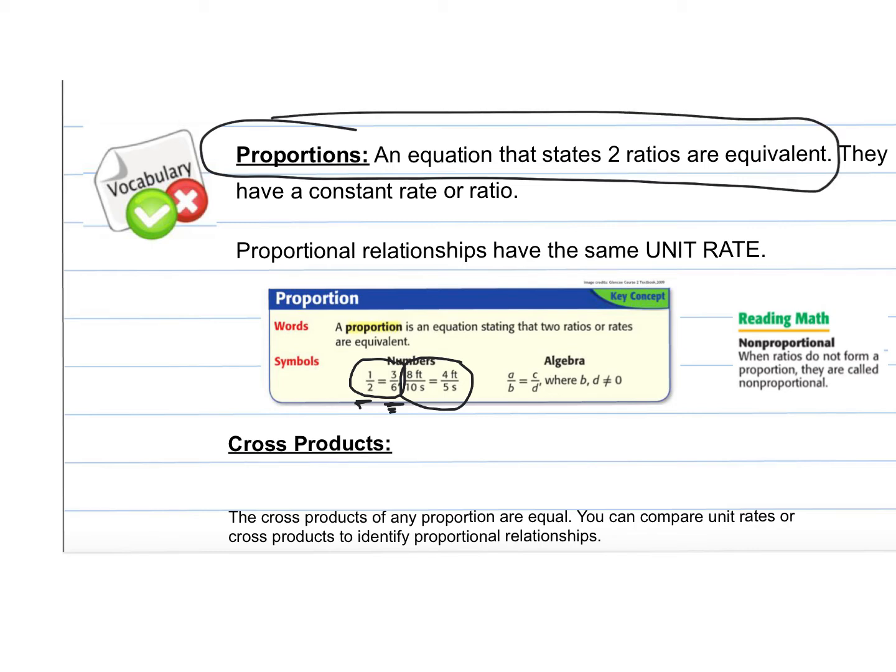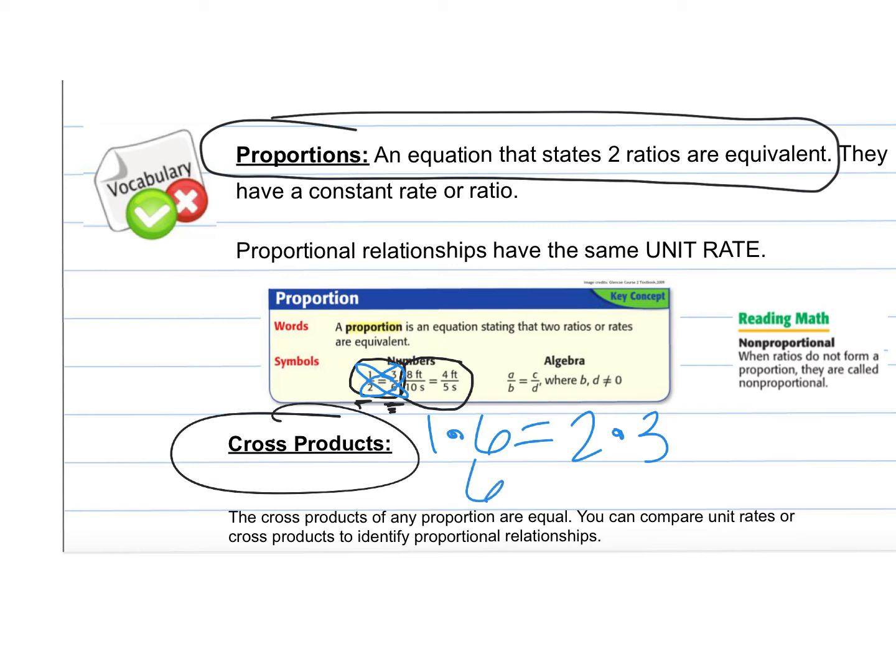One way that we can determine if two ratios make a proportion, meaning that they are equivalent, is that we can use cross products. What we can do is multiply the diagonals by each other. So we would have 1 times 6 and then 2 times 3, and we check to make sure that they are the same, which they are. 6 equals 6, so therefore this is a proportion because the cross products are equal.